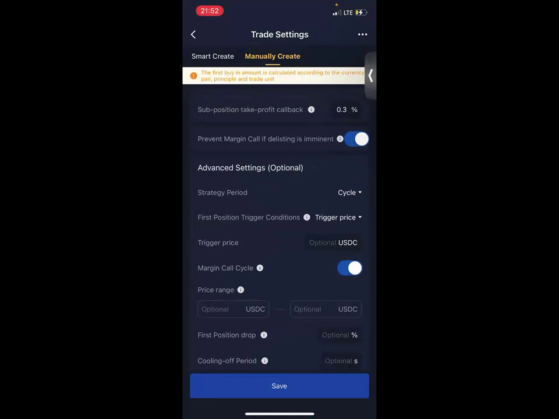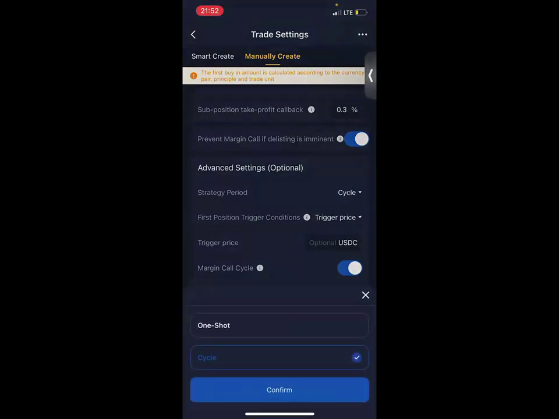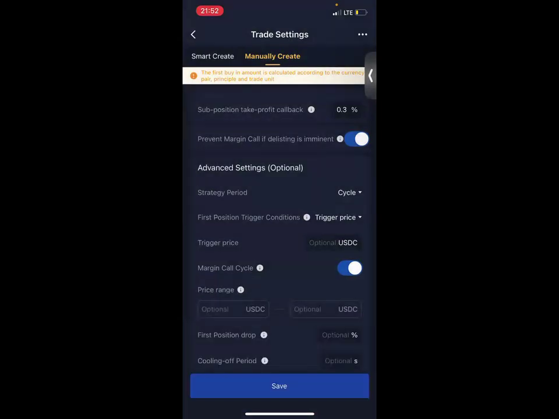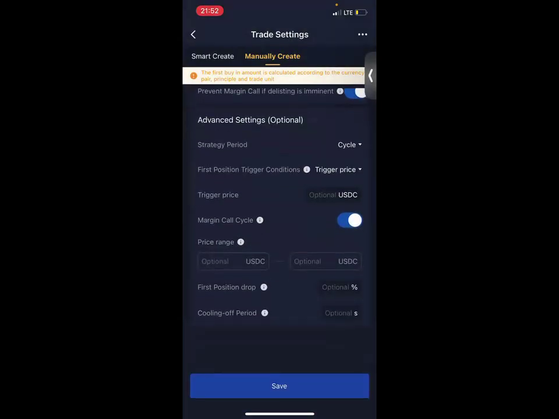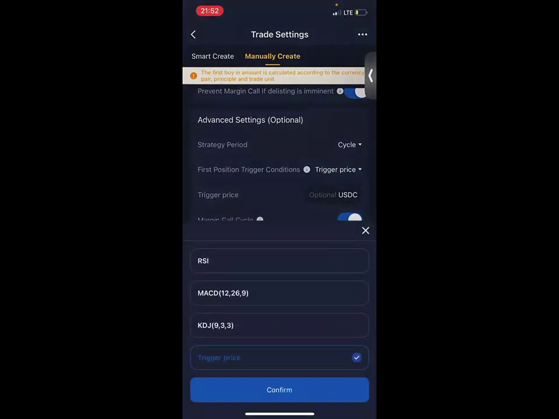Then you pick the strategy period. Here we have the cycle. You can choose between cycle and one shot. So I'll leave mine as it is on the cycle. You confirm, and then you go for the first position trigger condition. And then we have the RSI, we have the MACD, we have the KDJ. In this case, we want to pick the MACD because we are using the MACD.